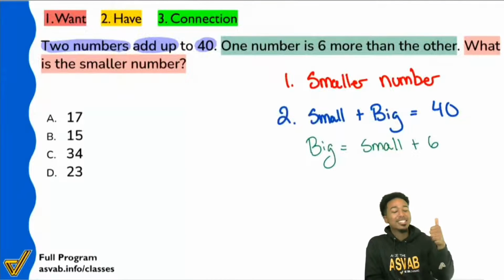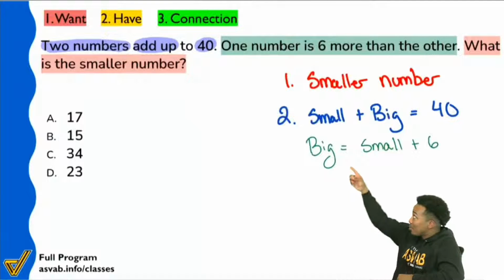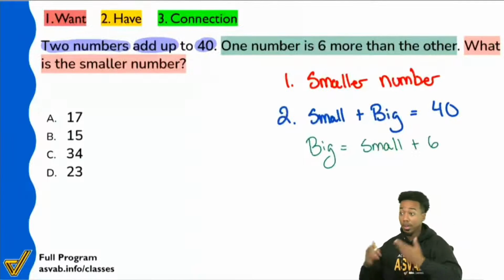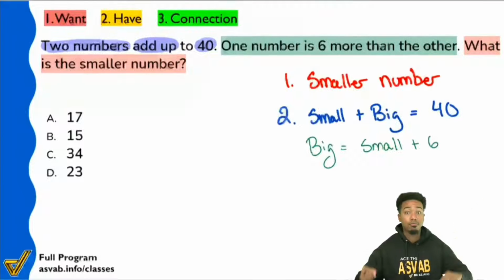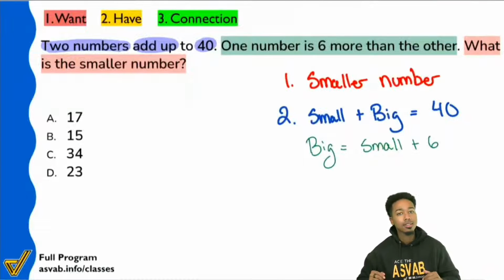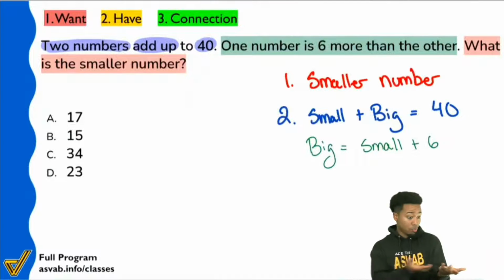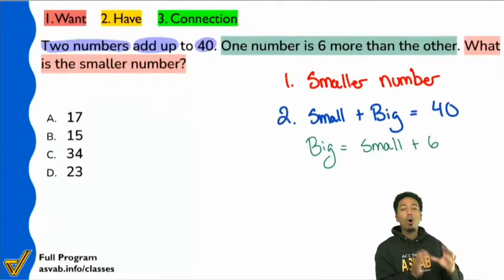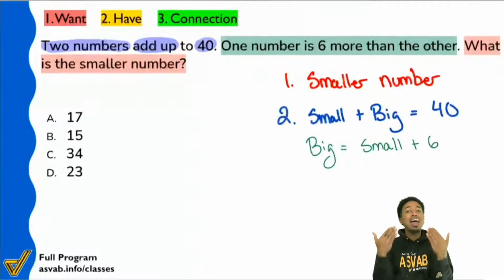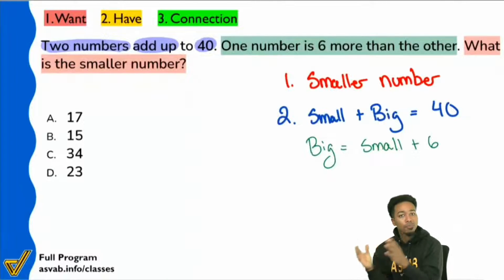Because again, that first sentence in blue, highlighted in blue, says two numbers add up to 40. Okay, small number plus big number, 40. And then the second sentence said, one of the numbers is 6 more than the other. So that means that the big number is just the small number plus 6. And all we did was write that out in math.